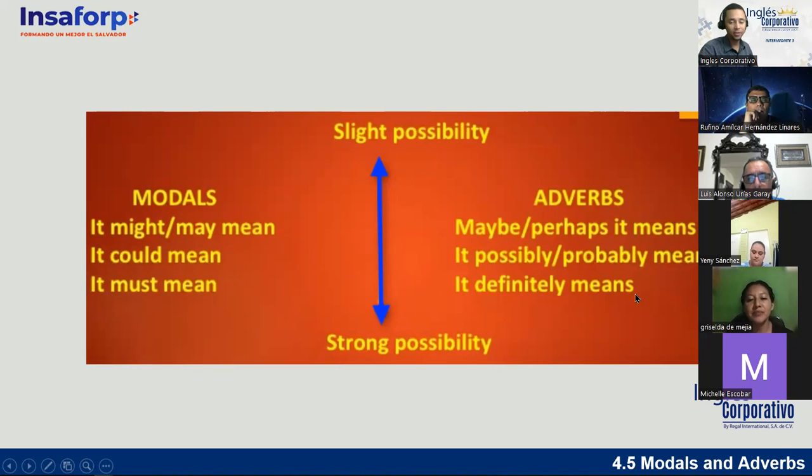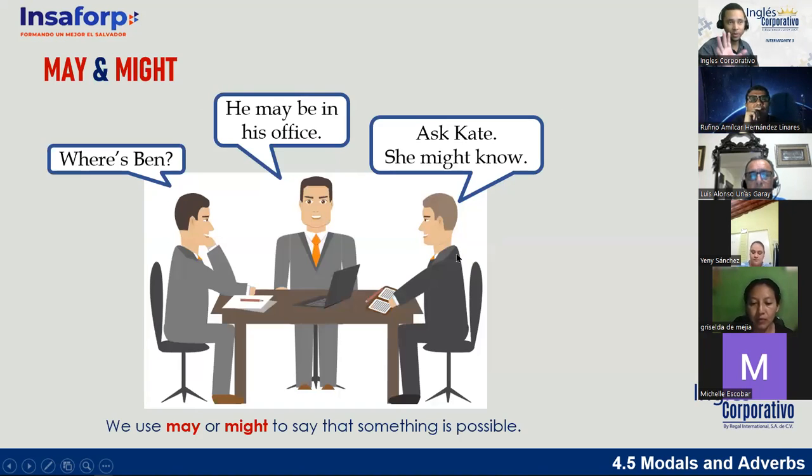You will find this in the video, but as usual, there is a bit more information that I have for you right here. We're going to study the modals one by one. And we're going to begin with may and might for possibility. Take a look, there's this conversation. He says, where is Ben? This other man says, he may be in his office.